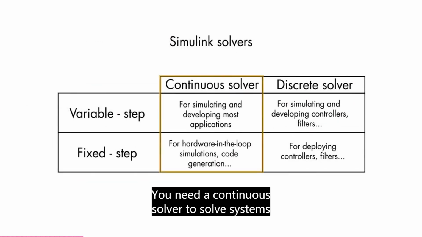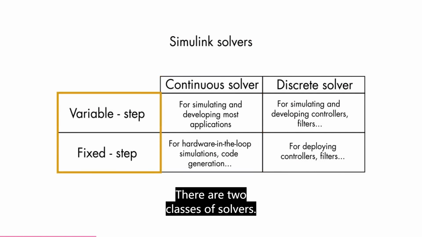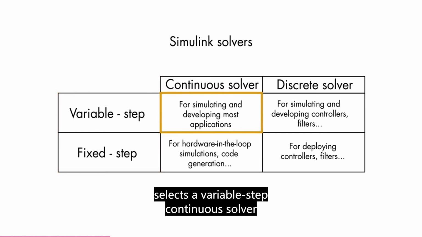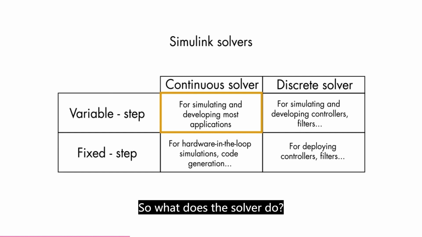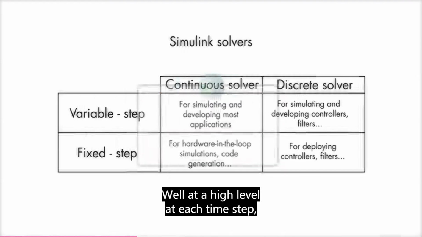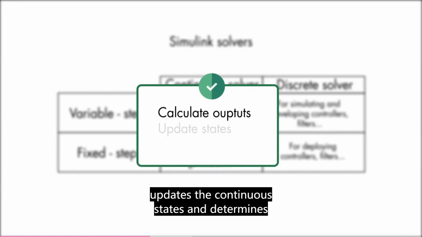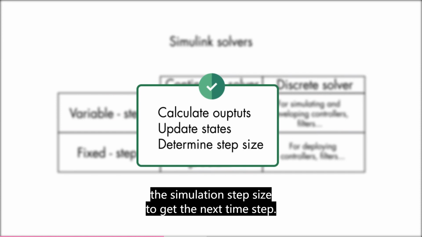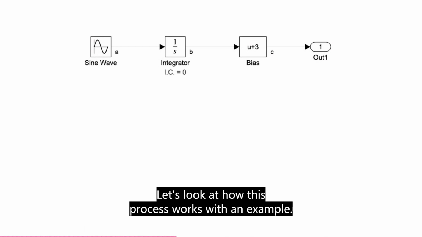You need a continuous solver to solve systems that contain continuous states. There are two classes of solvers. By default, Simulink automatically selects a variable step continuous solver to ensure the accuracy of the numerical integration. So what does the solver do? Well, at a high level, at each time step, Simulink calculates the block's outputs, updates the continuous states, and determines the simulation step size to get the next time step. Let's look at how this process works with an example.